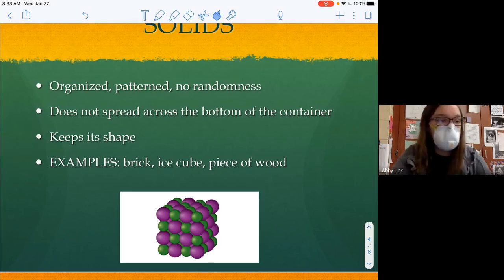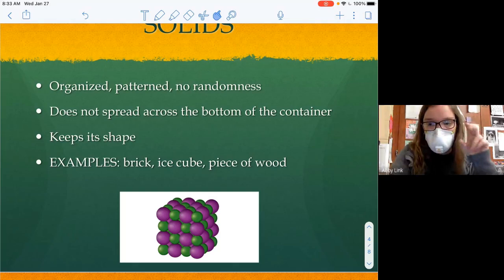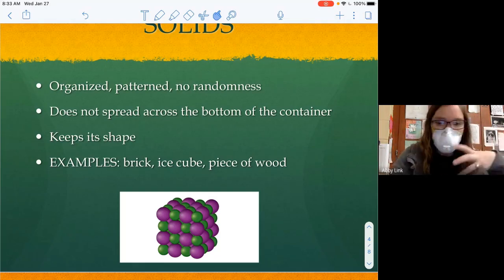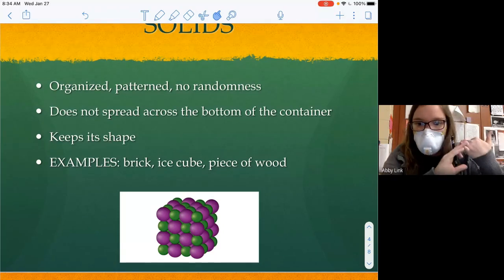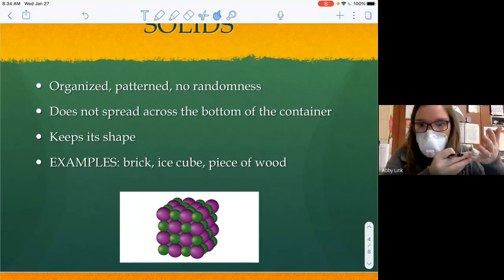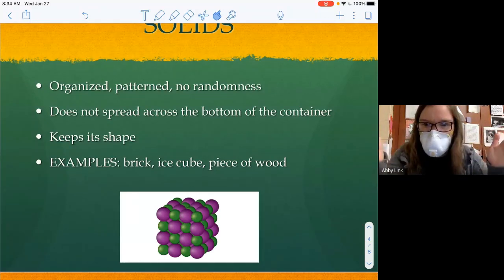Okay, so normally I would have a couple of things to show you here today, but what I want you to envision for a solid is 2 dice, right? We're all familiar with dice. And you take a cup and you put 2 dice in the bottom of the cup, okay? So obviously we can see a couple of these characteristics already, right? Those dice are not going to change shape, right? They're going to keep their shape, and they are not going to spread across the bottom of the container, right? They're going to stay in their shape on the bottom of the container, okay?